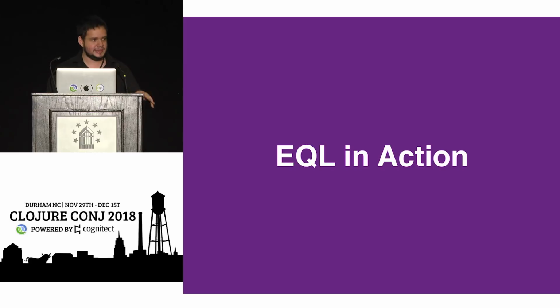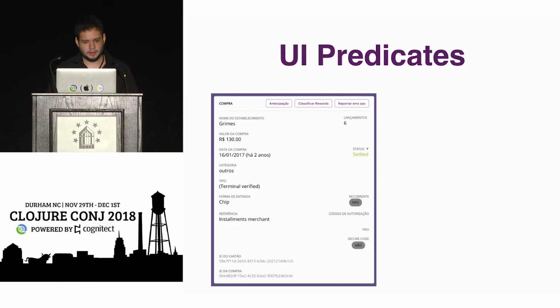Okay, and now let's see EQL in action. Now I want to show you some situations that might not be obvious because people are not used to this, but I think are interesting cases to use when you are building UIs. For example, one first example is UI predicates. This button that I highlighted here should only show up in a specific situation. Only if the customer can anticipate that purchase, this button should show up.